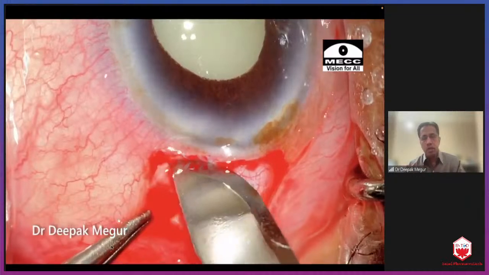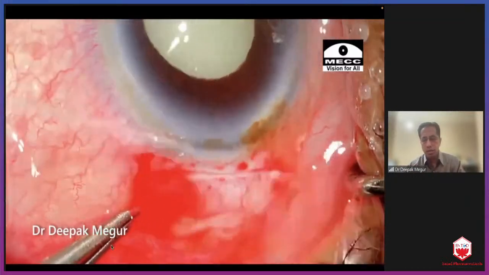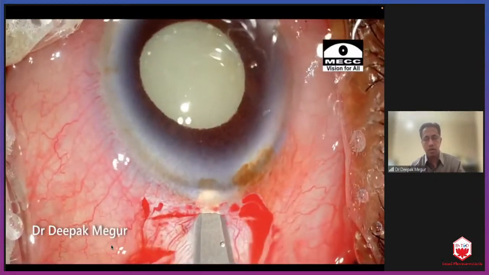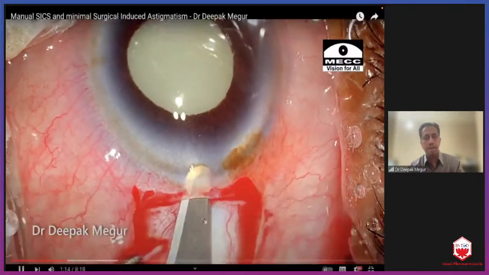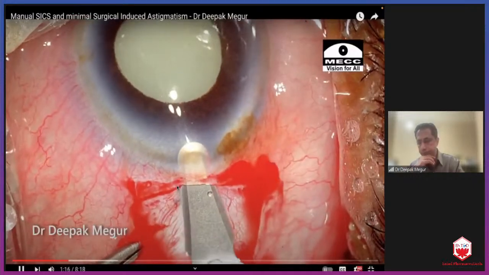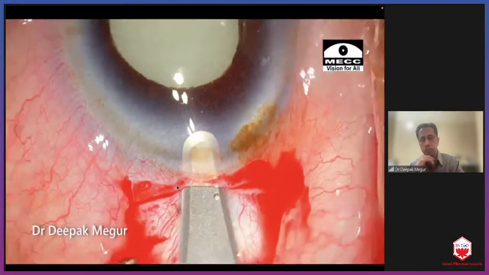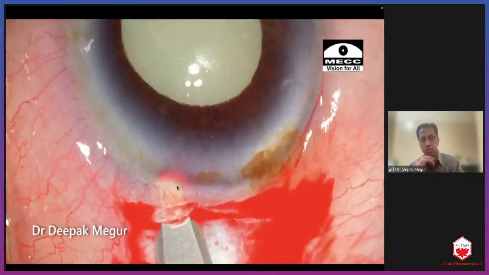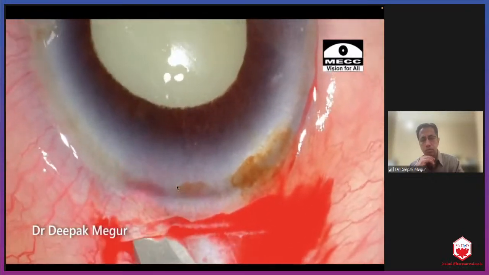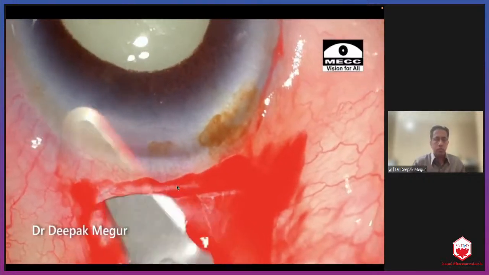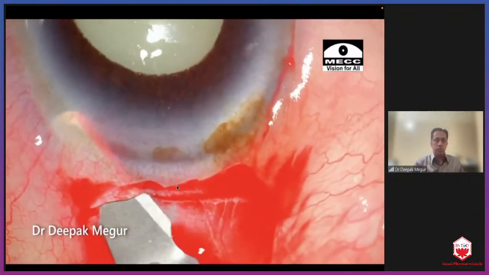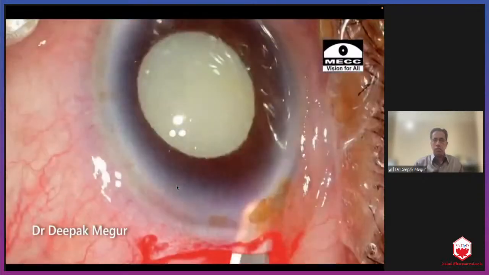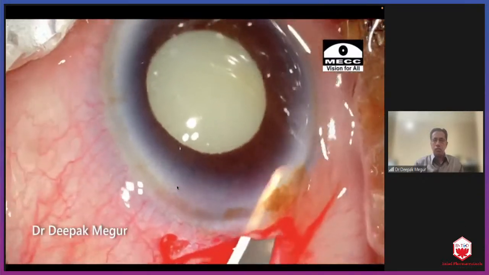A 6 millimeter long partial thickness groove is created using a number 15 blade. A crescent blade is used to create the scleral tunnel. I begin in the center, go into the cornea for about 1.5 millimeter, and then the tunneling is extended laterally to the left. And please note that the blade will be slightly tilted to compensate for the change in the curvature of the globe as I tunnel in the lateral aspect of the incision. The scleral tunnel is extended on the other side as well.